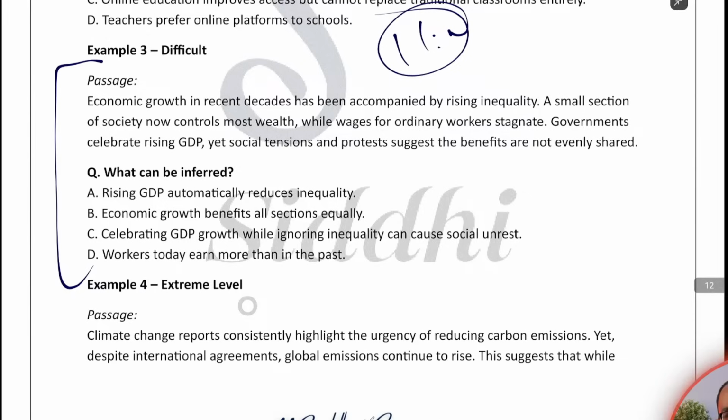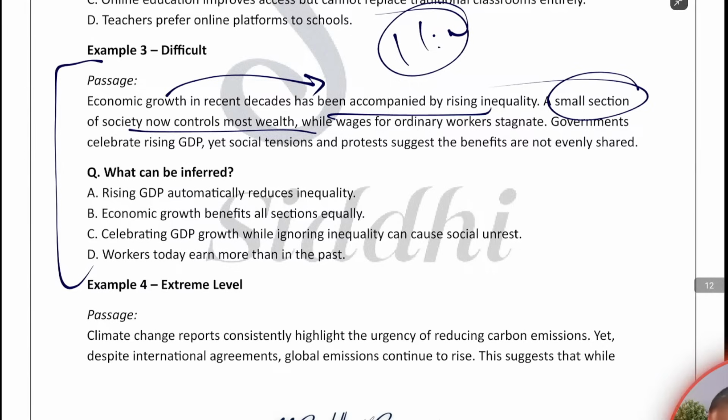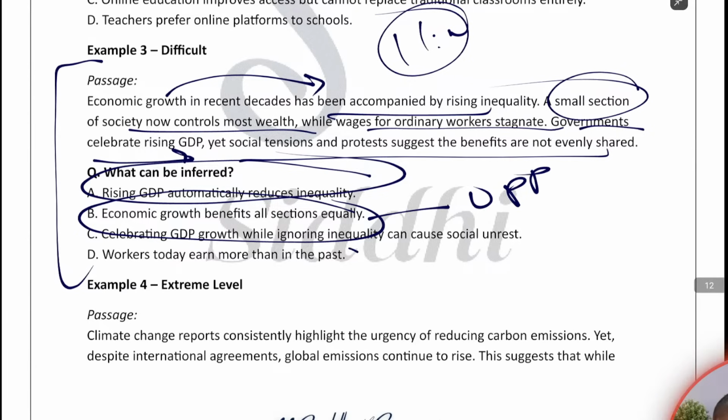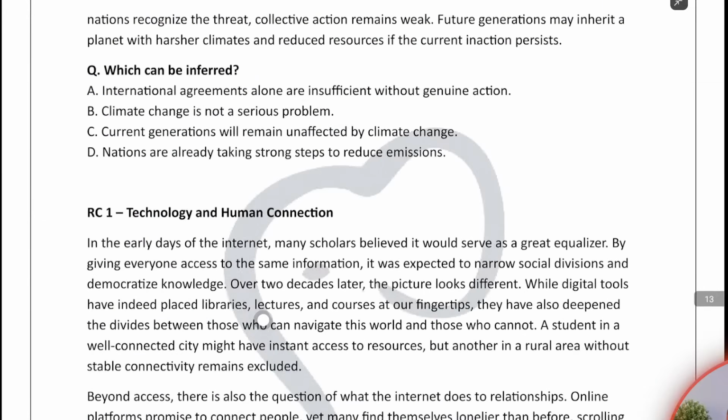Okay, C is correct. Let's see. Economic growth has been accompanied by inequalities. A small section now controls a lot of wealth. There is inequality again. Governments are celebrating GDP, but there are a lot of social tensions. Now, this is an extreme statement. This is a wrong statement. This is an opposite statement. This is also an opposite wrong statement. So, yes, C is the answer. So, this is how you will bring out the inferences.